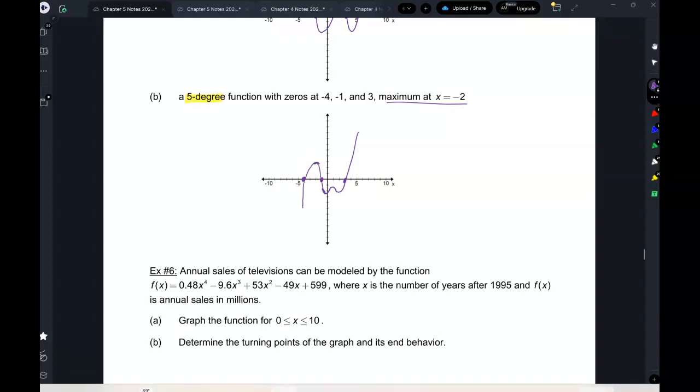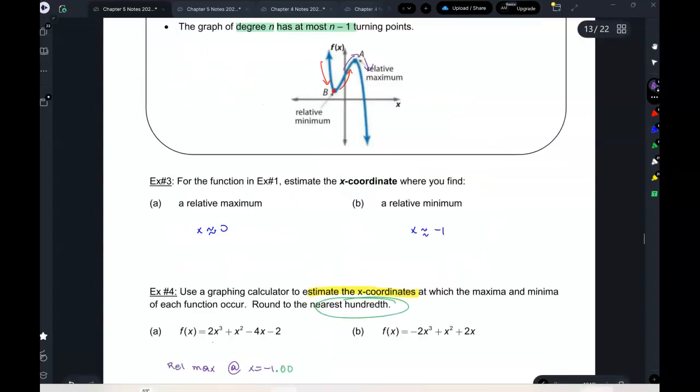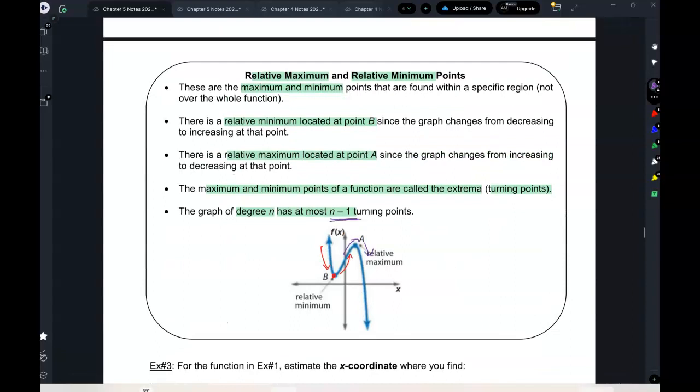So if I didn't have those turning points there, it would look like a 3rd degree function. So how would I make the difference between a 3rd degree and a 5th degree? A 3rd degree function could have also looked like this with only 2 turning points. But I added a few more turning points in order to make it a degree of 5. Am I making sense? Sometimes I make sense to myself, but not to other people. Because it has, like we said here, n minus 1 turning points.